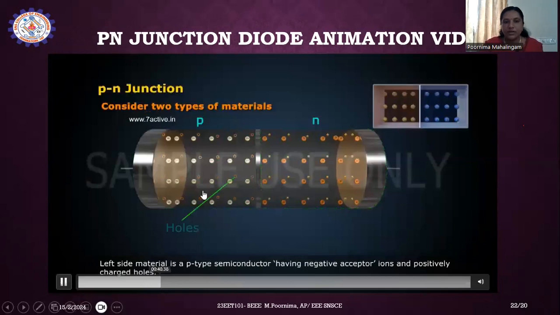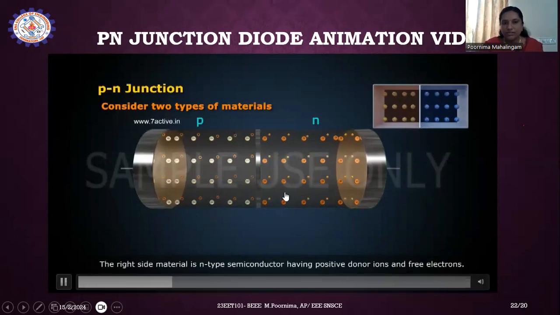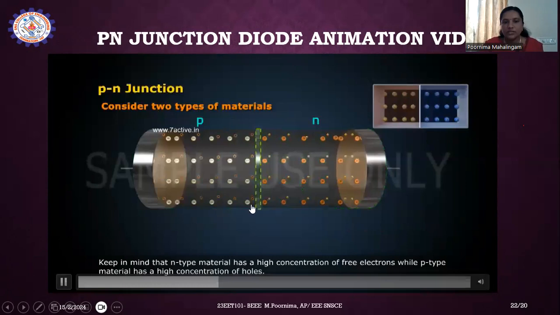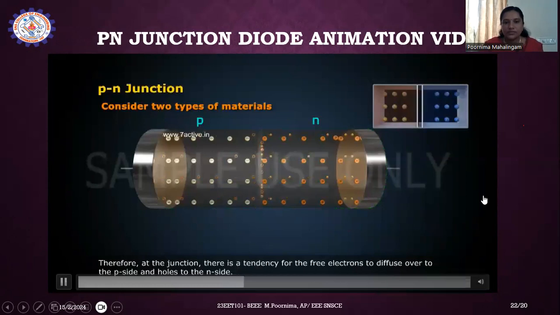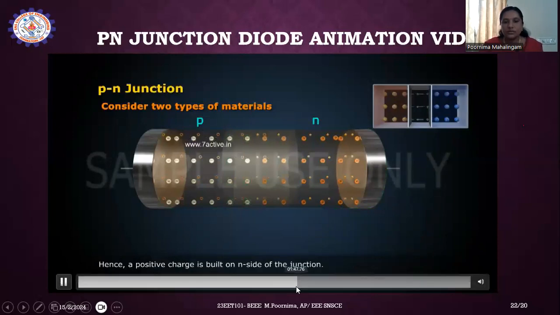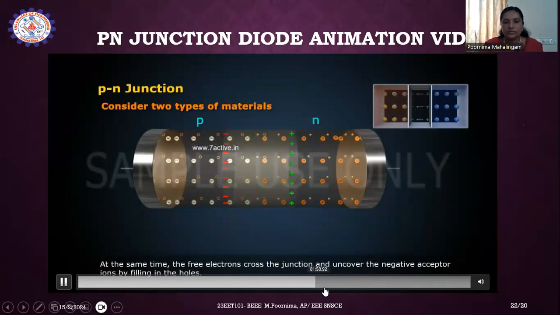The p-type has majority holes, and the right side is the n-type semiconductor, which has more free electrons. The free electrons diffuse across the junction to the p side. Here we are forming the depletion layer at the junction. Positive donor ions are left on the side of the junction. At the same time, the free electrons cross the junction and uncover negative ions.